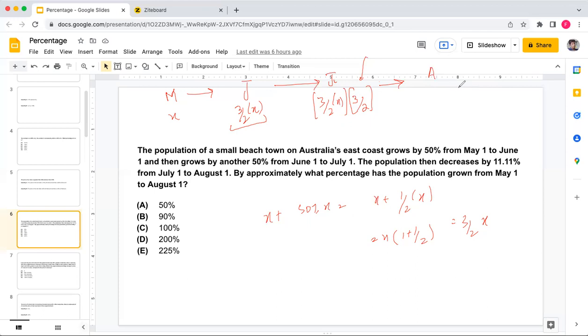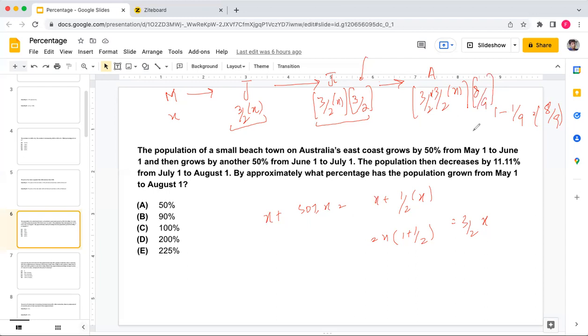What is the multiplier for that? 1 minus 1/9. That will be 8 by 9. That will be the multiplier when we are decreasing by 11.1%. So we have this value until August, that is 3/2 into 3/2x, and we are just decreasing this by 11.1%. So the multiplier for this will be 8/9.